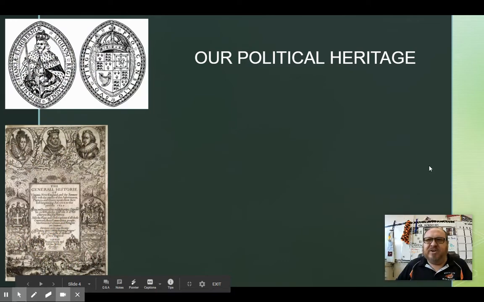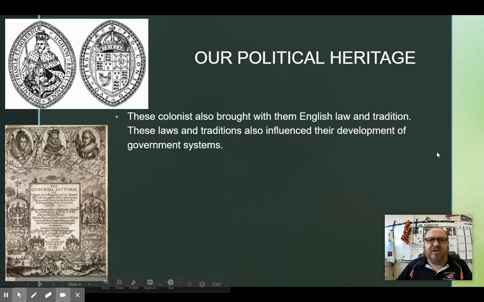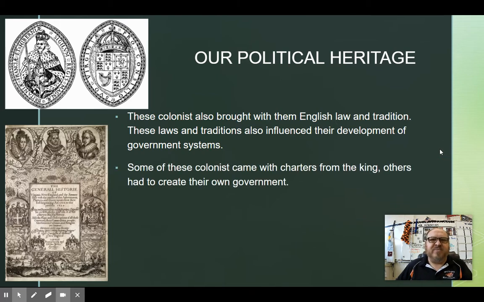Okay, then we look at England itself, where all of these colonists were coming from. And so they brought with them English law and tradition. Okay, these laws and traditions influenced the development of the government systems that they used here in the colonies. So some of the colonies were set up with charters from a king. That means it was a set of laws. It gave them the right to certain property and things like that.